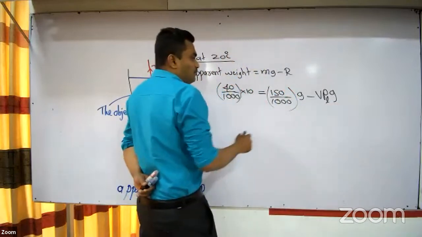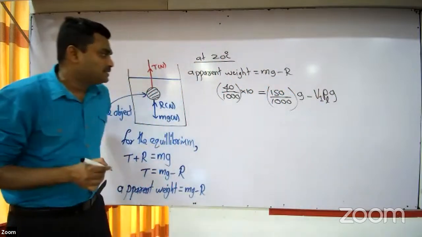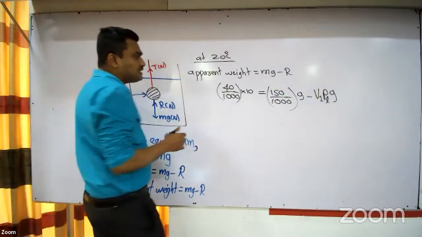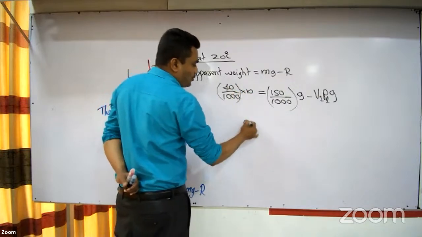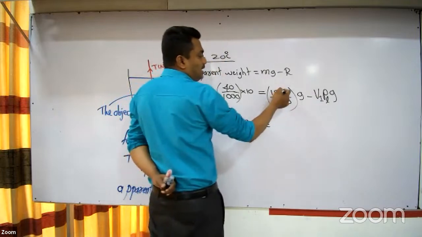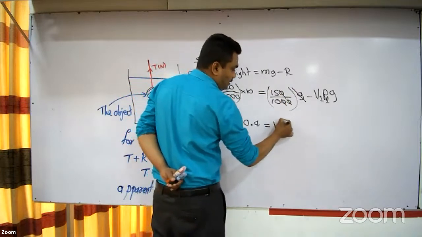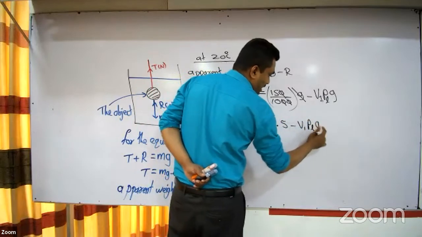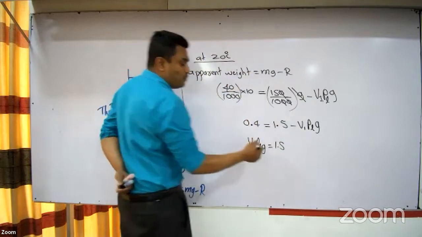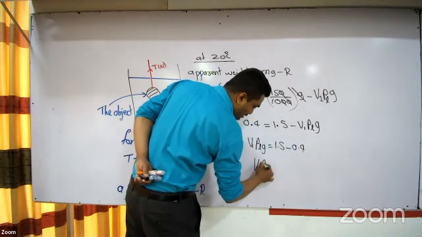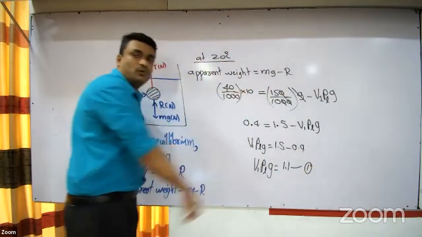And for the volume, there are two different volumes. So let me take this volume as V1 rho L g. Look at both. I can cancel out the zeros. So it will be 4 divided by 10, 0.4 equals 1.5 minus V1 rho L g, since g is 10. I'll take V1 rho L g to this side. V1 rho L g equals 1.5 minus 0.4, so V1 rho L g equals 1.1. First equation. Write them all.